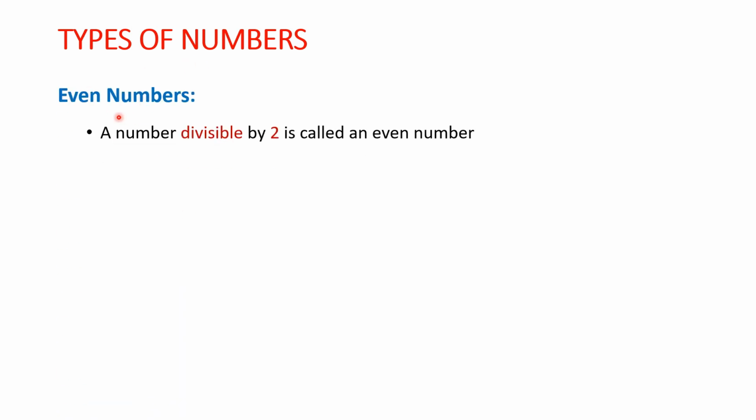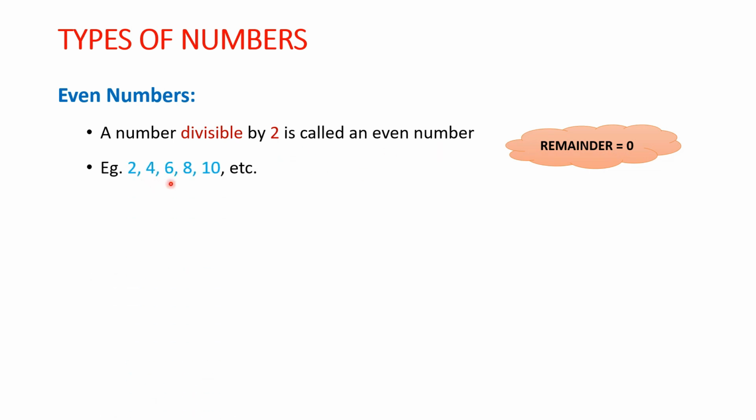Next we will see about even numbers. A number divisible by 2 is called an even number. Divisible means that when a number is divided by another number, if we get 0 as a remainder, that is called divisibility. We will see divisibility in detail in the upcoming session. As of now, if a number is divided by 2 and we get 0 as a remainder, then it is called an even number.